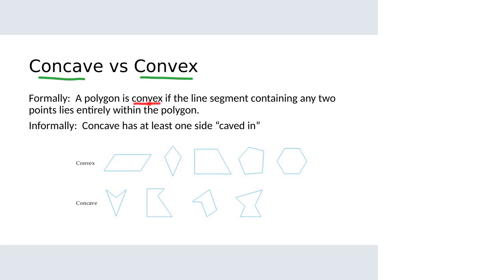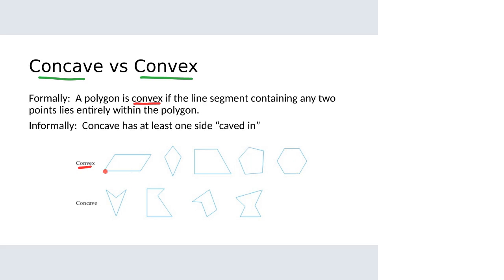So that's when it's convex. So let's look at our examples of convex. If I've got a point here and a point here and I connect them, that line is entirely within the polygon. And that's going to be true for every one of these convex figures over here. When I connect those points, my line stays entirely within the polygon.